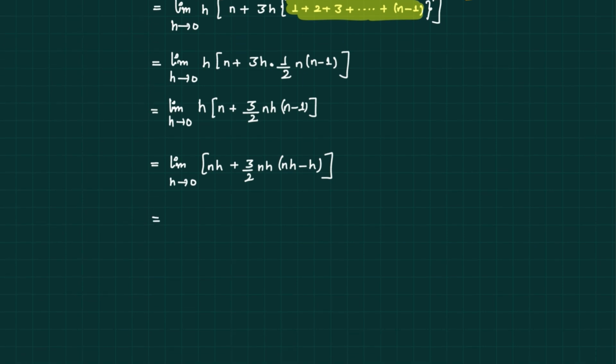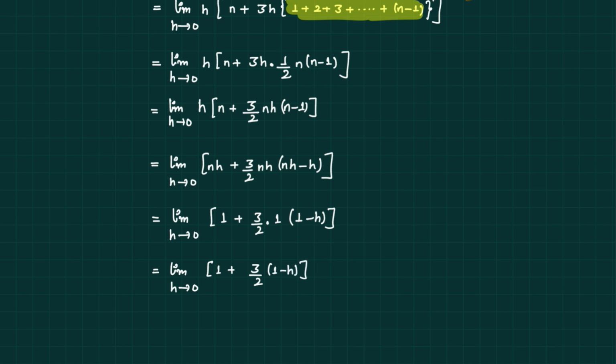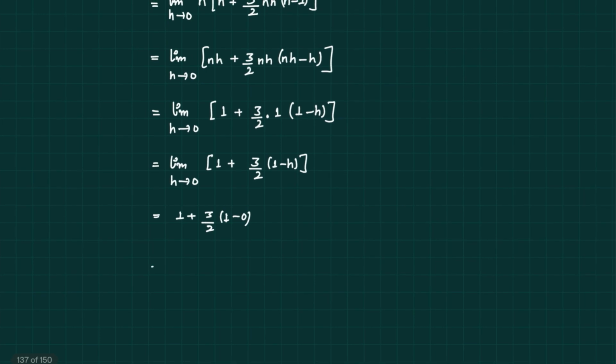So it equals limit h tends to 0 of 1 plus 3 by 2 into 1 into 1 minus h. So this equals limit h tends to 0 of 1 plus 3 by 2 into 1 minus h. Now let us put the value of h as 0, then we will have 1 plus 3 by 2 into 1 minus 0. So it equals 1 plus 3 by 2, and hence my answer is 5 by 2.